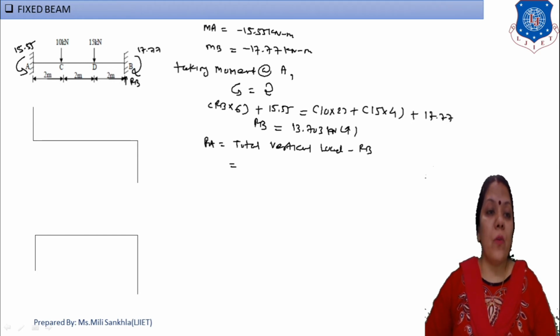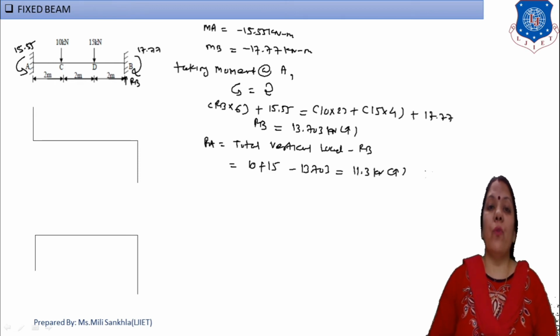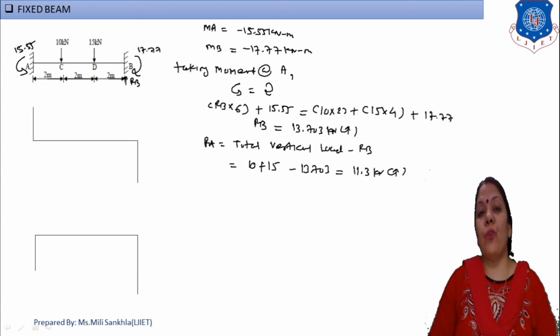Now what is the total vertical load? 10 plus 15 plus 10 plus 15 minus 13.703 is equal to 11.3 kilonewton. This is also in up direction. Now first of all we draw the SF diagram, then we draw the BM diagram.